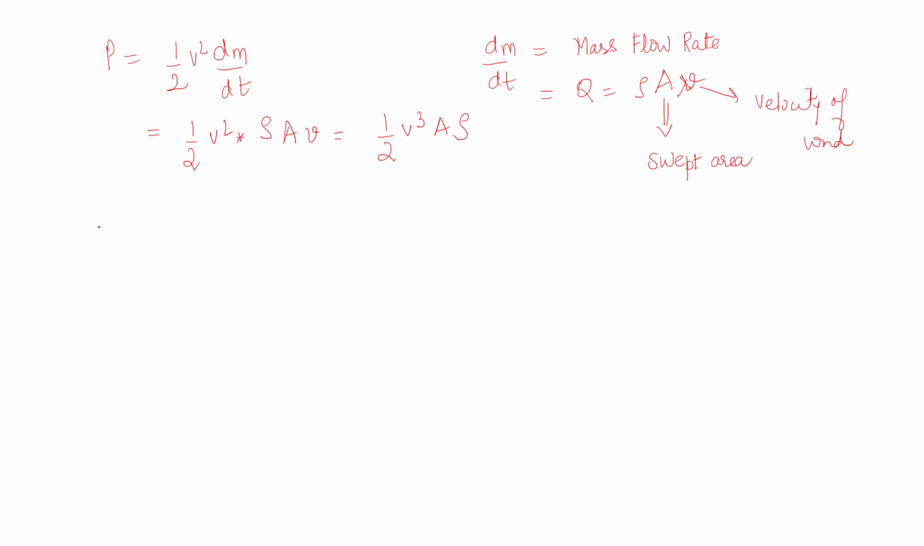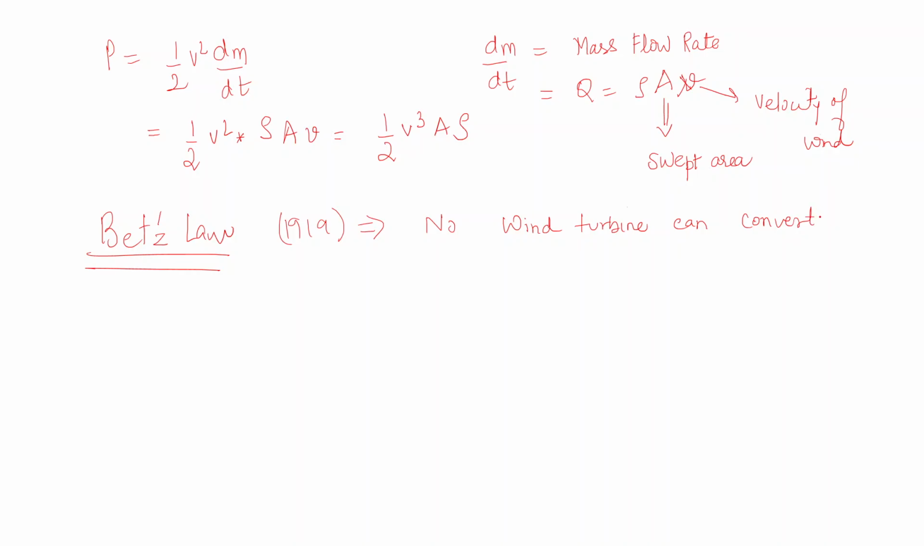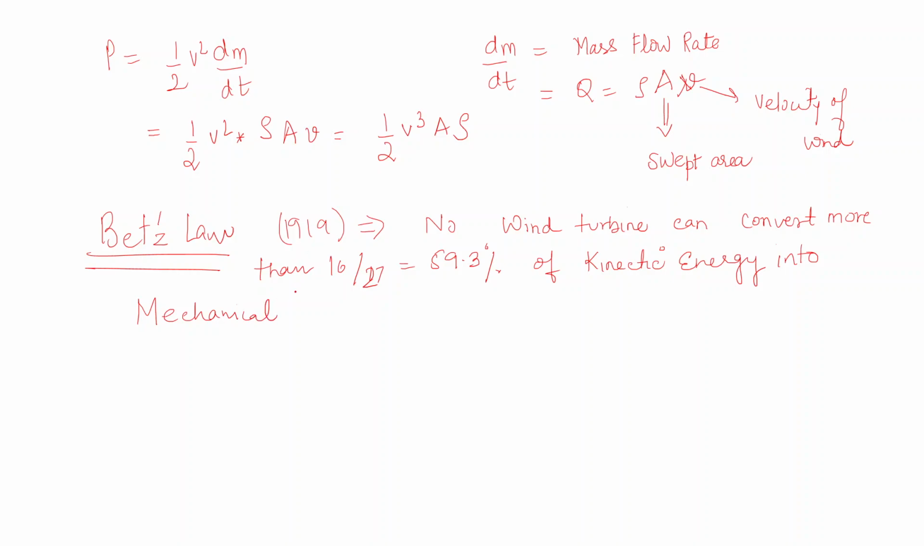Now there is a law known as Betz's law, which we just heard about in the question answer. Actually, he conducted an experiment and expressed that no wind turbine can convert more than 16 by 27, which comes out to be 59.3%, of kinetic energy into mechanical energy.